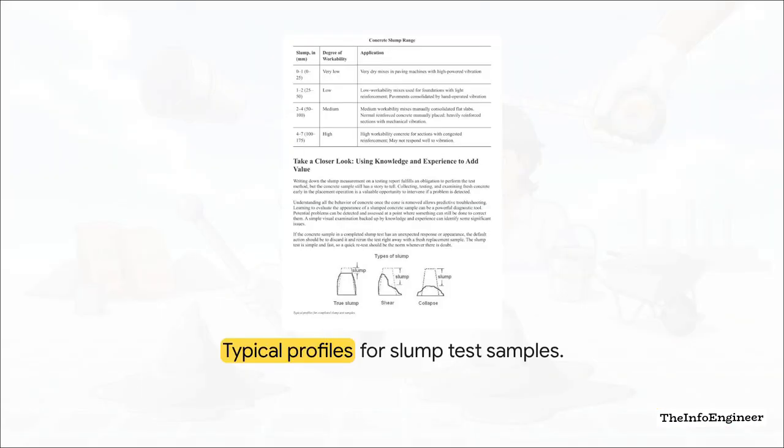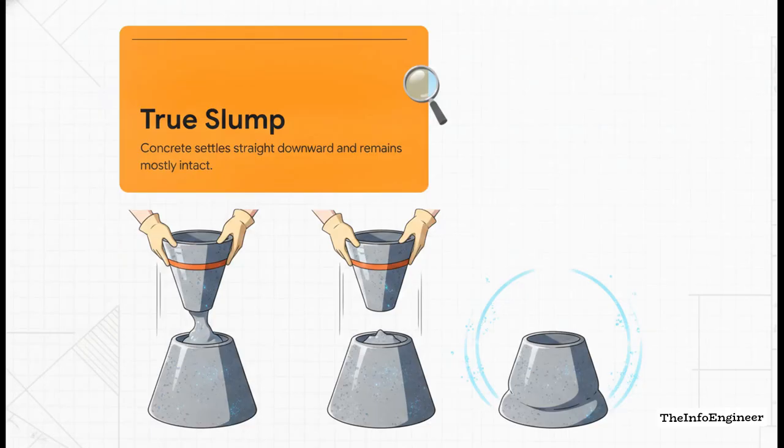Moving on to Section 4, True, Shear, and Collapse, Diagnosing the Structural Mix. Okay, these are the 3 slump profiles you absolutely must memorize to evaluate how the concrete is going to behave once it's actually in the forms. We're looking at true, shear, and collapse. First up is the true slump. This is where the concrete settles straight downward and remains mostly intact. You'll see the sides bulge out slightly, but the center stays in orientation. This is your visual confirmation right here that the mix is cohesive, the aggregate and paste are well balanced, and hey, it's ready for placement and predictable consolidation.